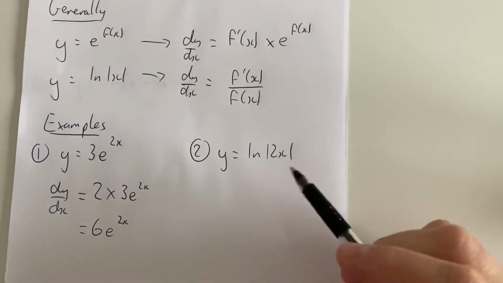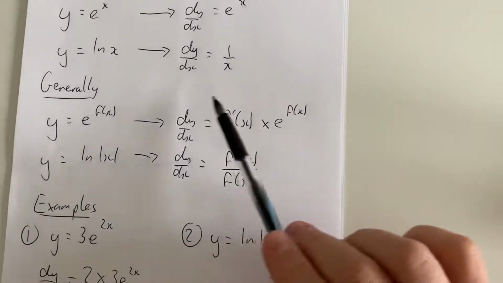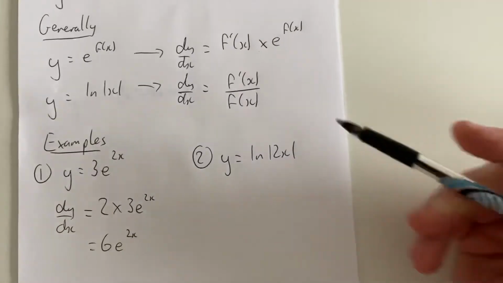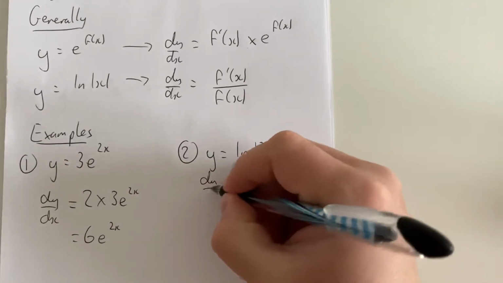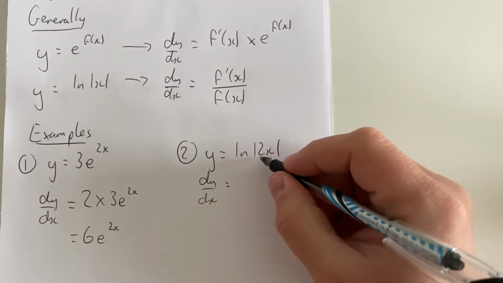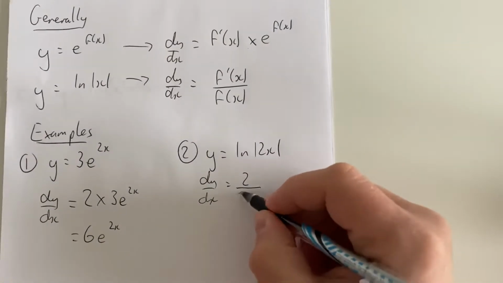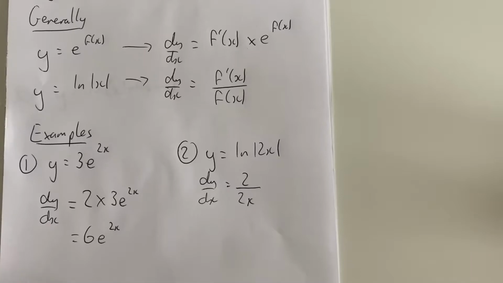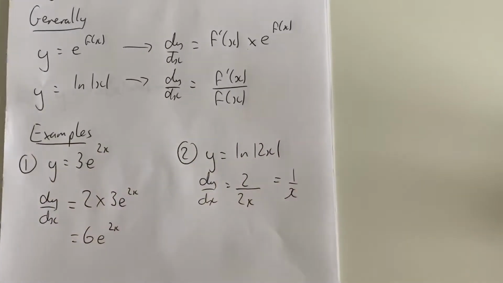And the most basic natural log, just differentiated to 1 over x. Now, funnily enough, this will actually do the same, and I'll explain why in a second. But if we just follow the general rule that I've written above it, if you differentiate 2x, you get 2. And if you put the function underneath, it's 2x. And that cancels down to 1 over x.